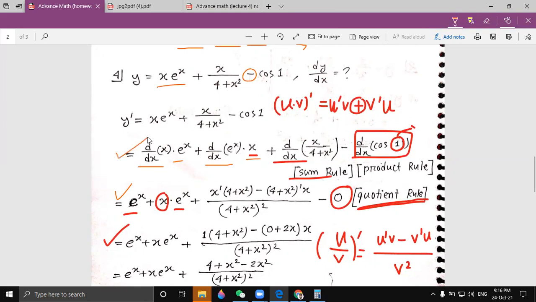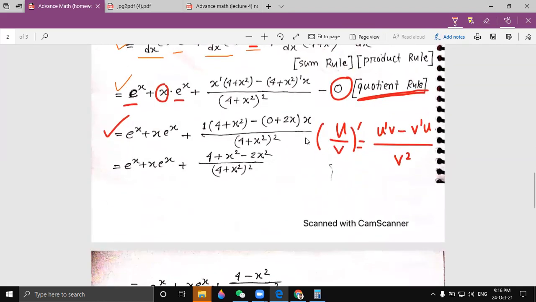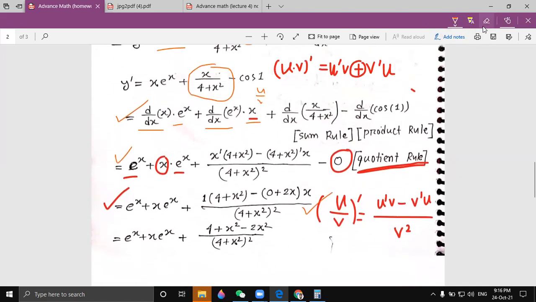So in this line we used our sum rule and product rule. Now we will differentiate this. You can see this is u by v, so this is our quotient rule. In the quotient rule, we have to write a square of the denominator here.